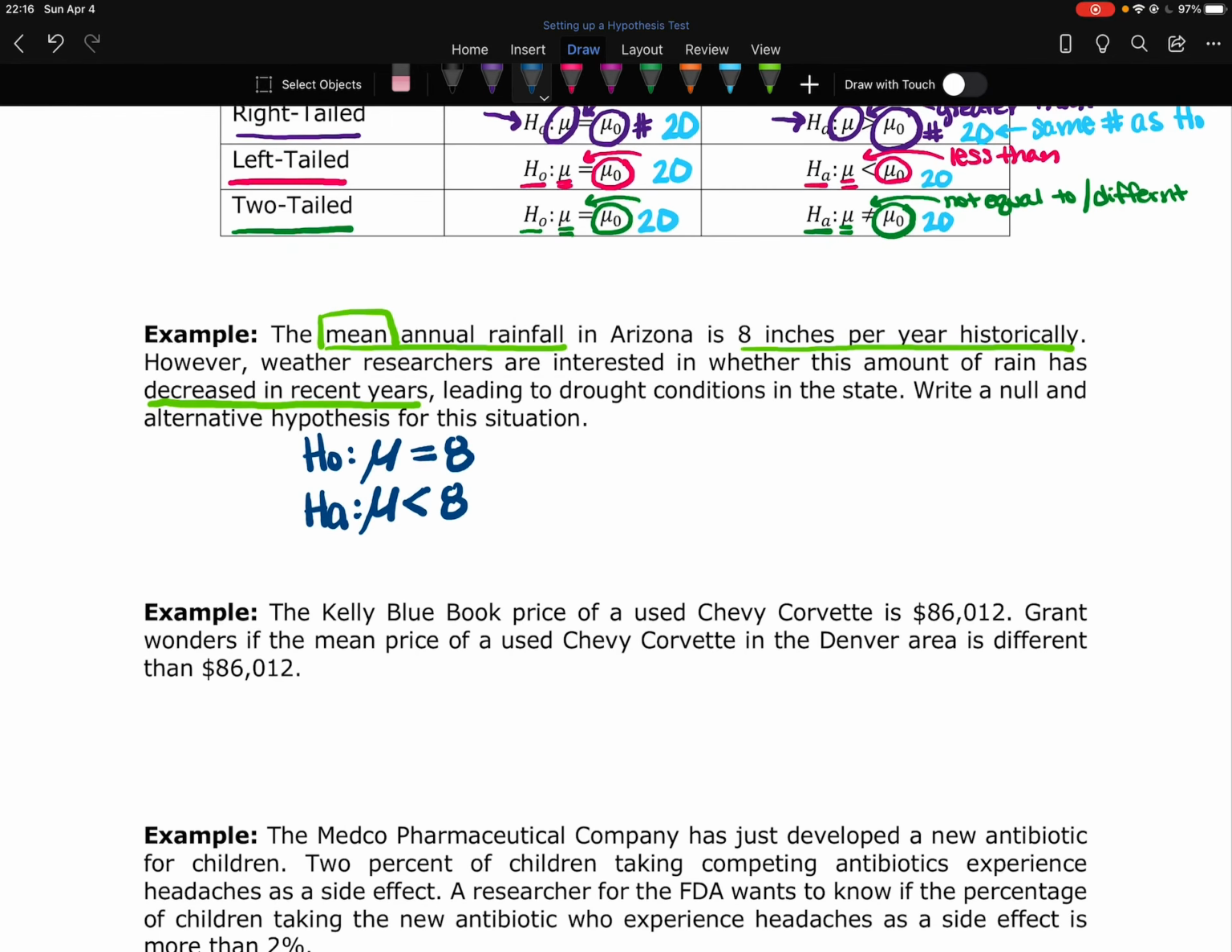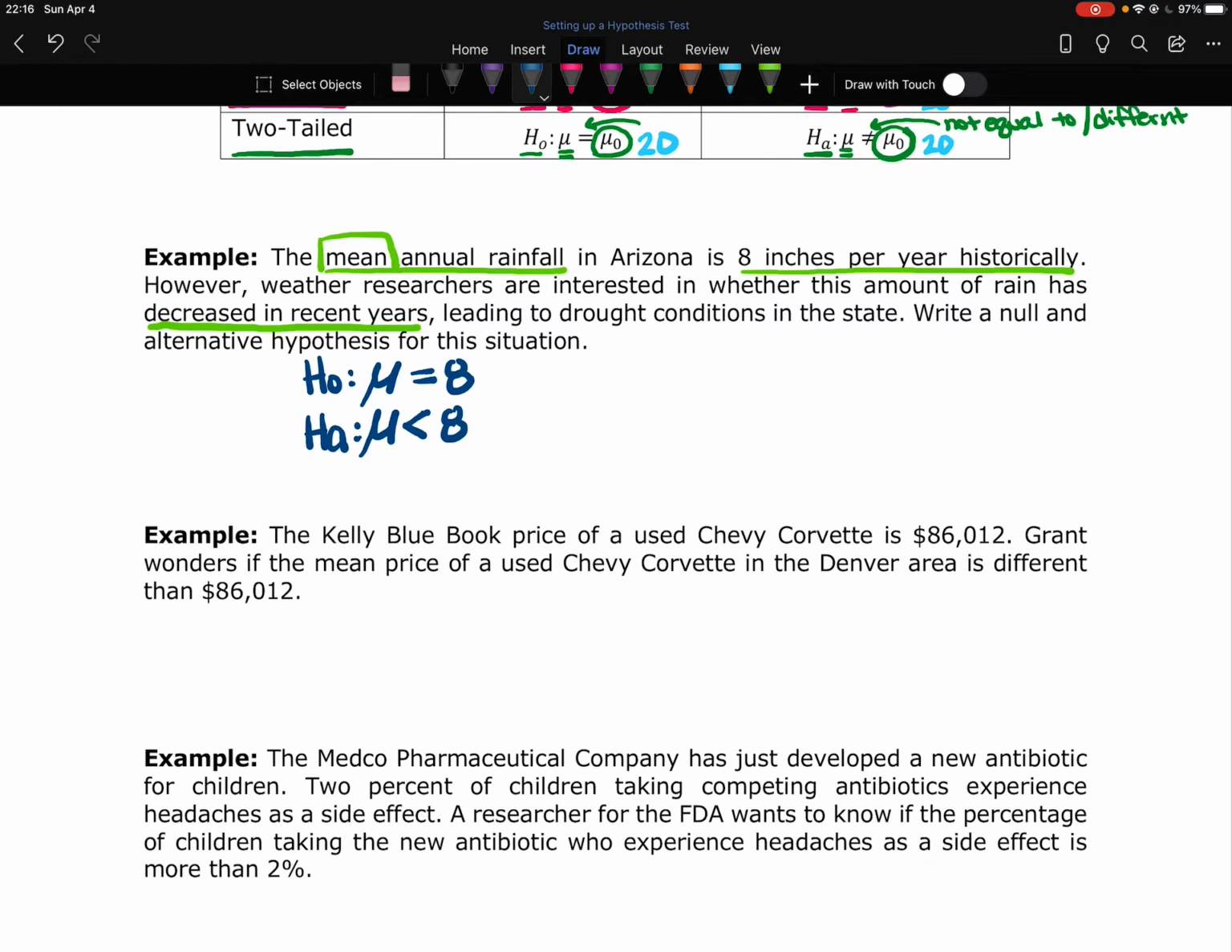So let's look at the second one. The Kelley Blue Book value or price of a used Chevy Corvette is $86,012. Grant wonders if the mean price of a used Chevy Corvette in the Denver area is different than $86,012. So now for this one, let's see. I've been presented with a number for the price of a Chevy Corvette. And then Grant is looking at the mean price.